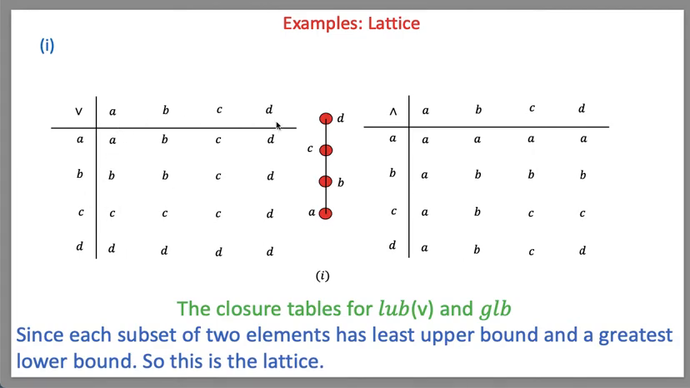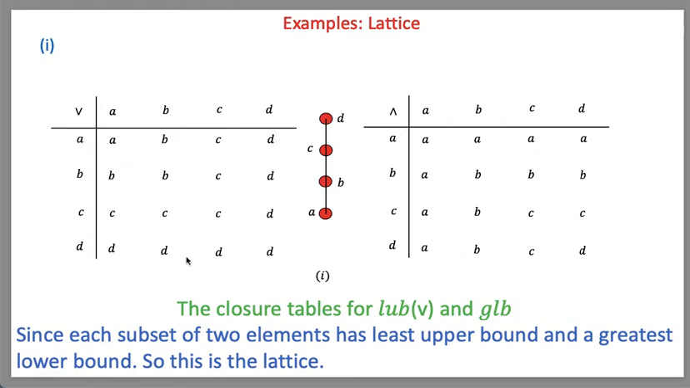Now C with A, B, C, D. Least upper bound of C and A is C. Least upper bound of C and B is C. Least upper bound of C and D is D. So the least upper bound of C and A is C, C and B is C, C and C is C, C and D is D. Now with D: D and A is D, D and B is D, C and D is D, and D and D is D. So from this table we see that every pair of elements has a least upper bound.